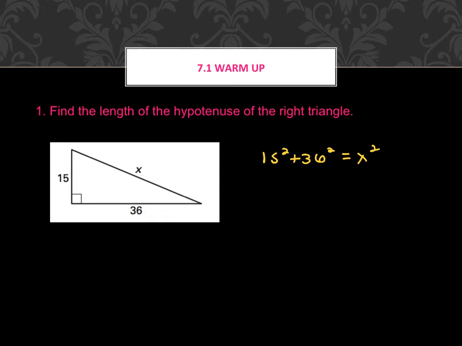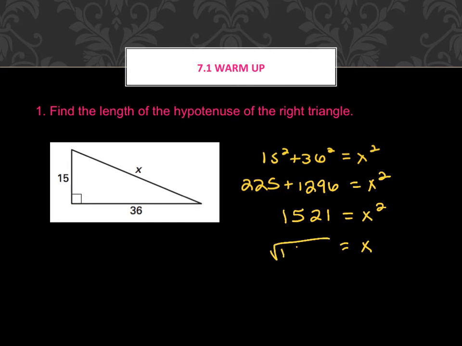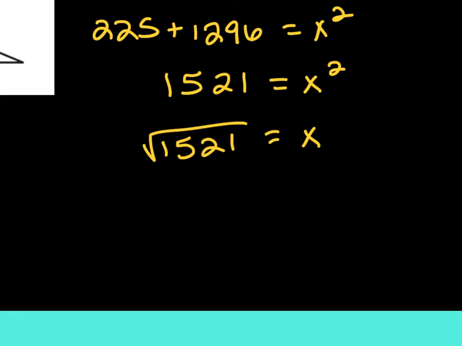What's 15 squared? 225. What's 36 squared? 1,296. Good. And then I'm going to add those two together, and then square root. Obviously not a perfect square we know off the top of our heads, right? So we're going to break this down using our factor tree.